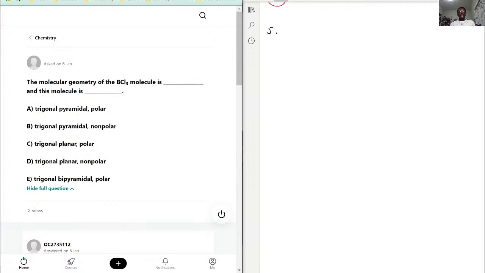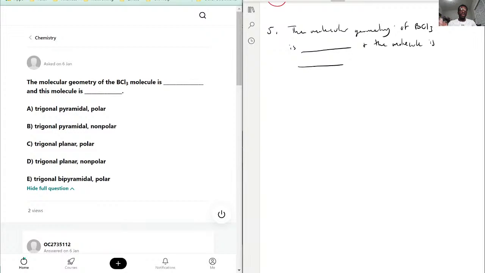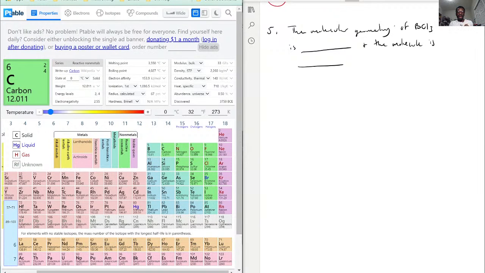So with that being said, we have a new question here. We have the molecular geometry of BCl3, so that's boron chloride, if I remember correctly, is blank, and the molecule is blank as well. So with this one, actually, to be able to solve this question, we still need to know our Lewis dot diagram, okay? So if we look at our periodic table here to find out how many electrons we're working with, boron has 3 valence electrons, okay? And chlorine has 7 valence electrons. How did I figure that out?